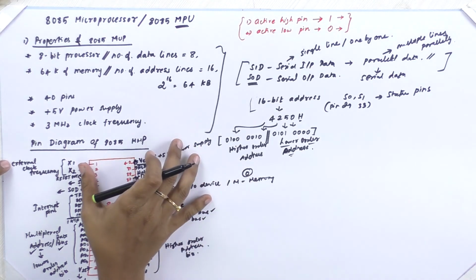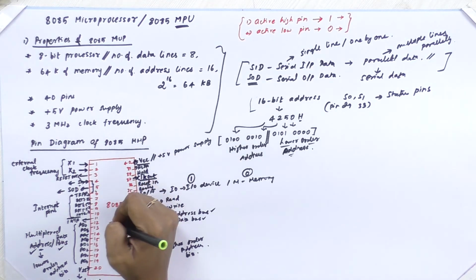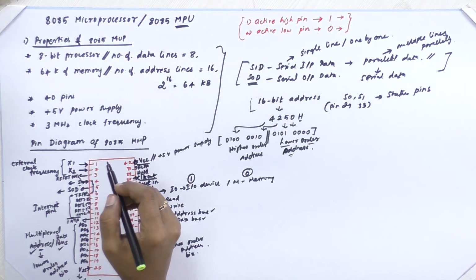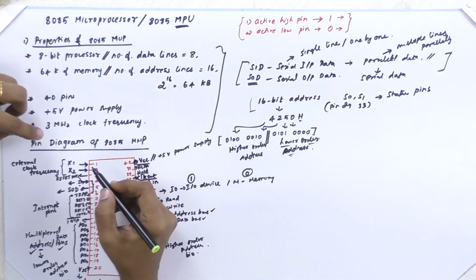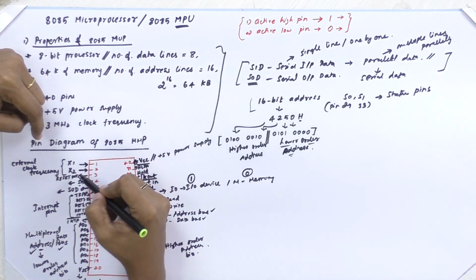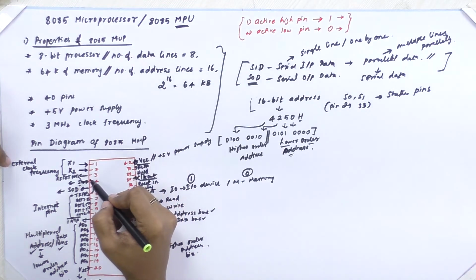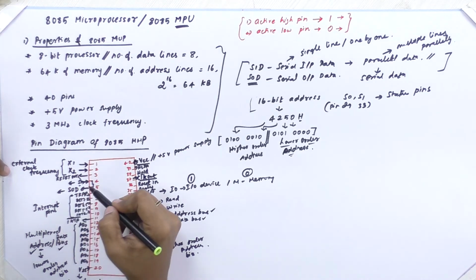So we have discussed the functions of all the 40 pins. Let me summarize the functions once again. The first two pins are X1 and X2. They are used to receive the external clock frequency. Then the third pin is reset out. It is used to reset the externally connected peripheral devices.